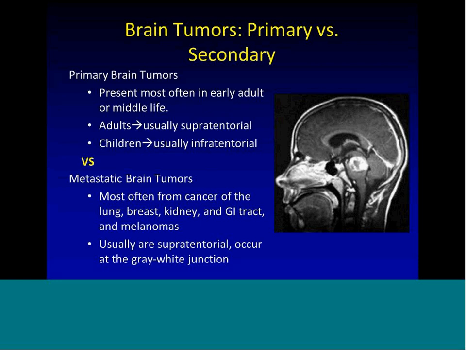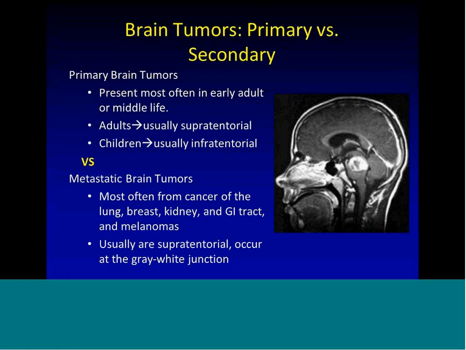So these are the common differences between primary and secondary that you just need to know as fact. Primary brain tumors usually present in early adult to midlife. In adults, they tend to occur above the tentorium cerebelli, versus children, where it tends to be infratentorial, so more below the tentorium cerebelli. For metastatic tumors, this can be anything, right? Anything can metastasize to the brain. But our favorites are lung, renal cell, melanoma, and breast cancer. Also the GI tract tumors.